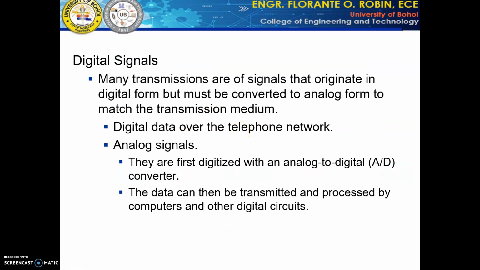So many transmissions are of signals that originate in digital form but must be converted to analog form to match the transmission medium. So digital data over telephone network, example, then analog signals, they are first digitized with analog to digital converter, and the data can be transmitted and processed by the computers and other digital circuits.